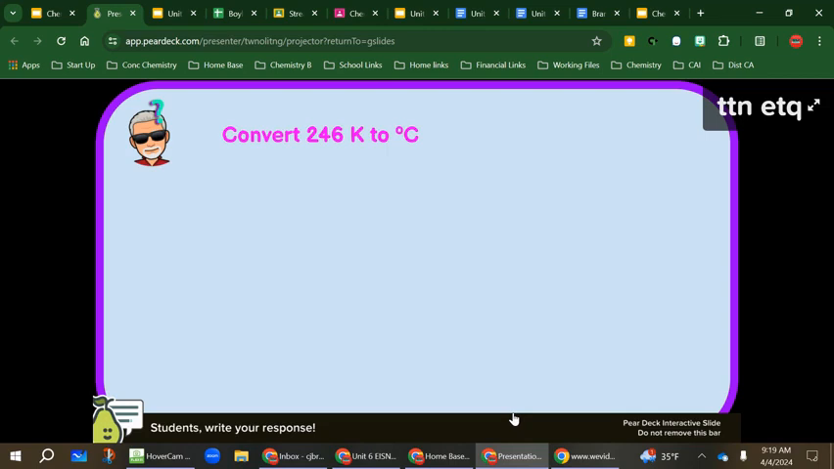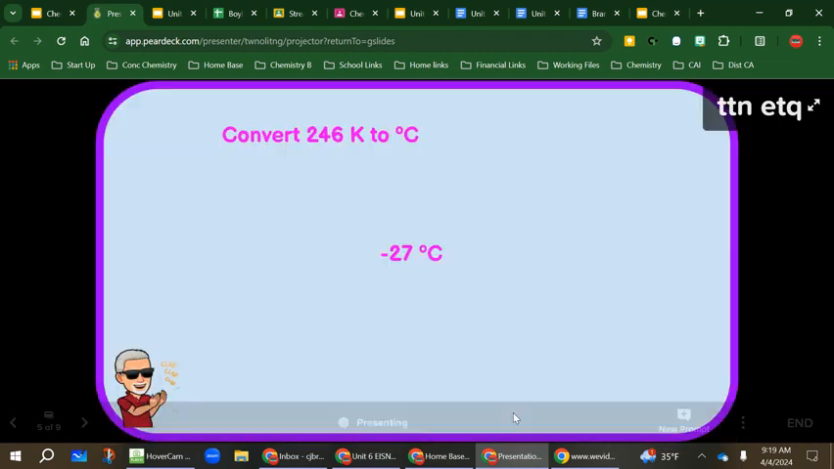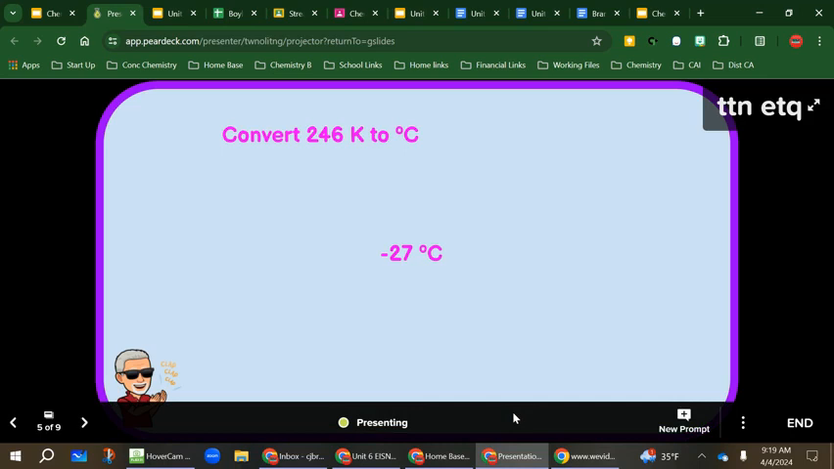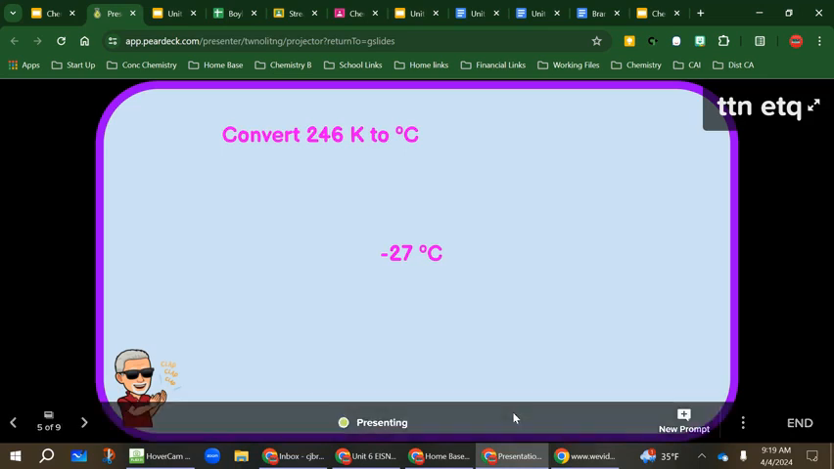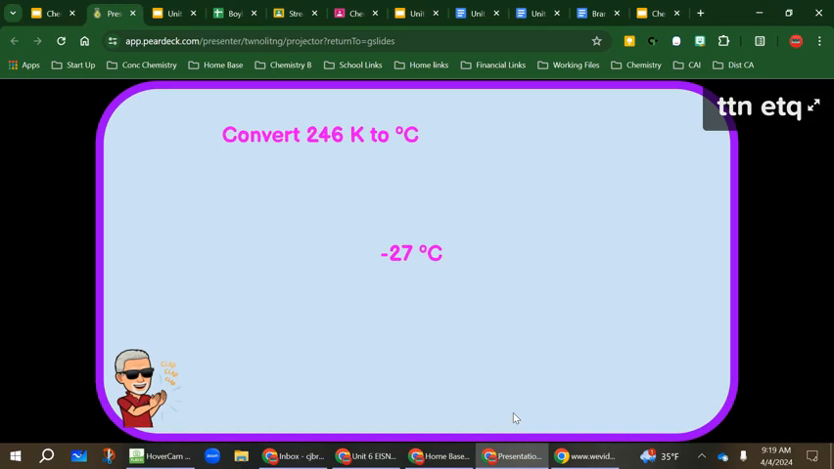Kelvin into Celsius, we simply subtract 273, ladies and gentlemen. If we subtract 273 from that, you get a temperature of negative 27 degrees Celsius. All right? So that is what you should have gotten.